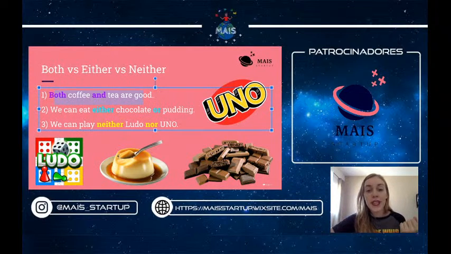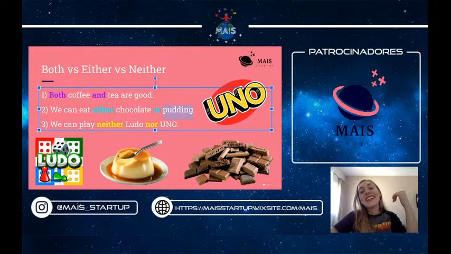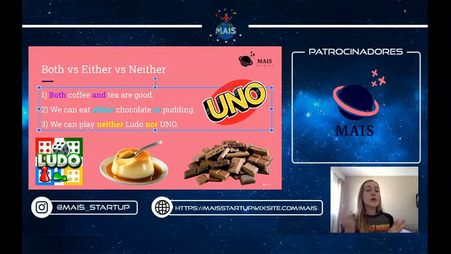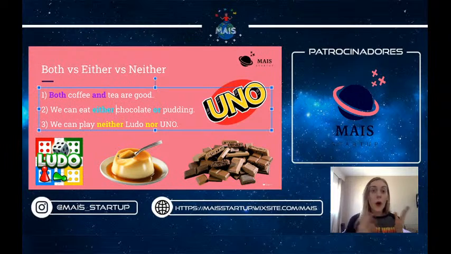That's our meaning. In the second example, we have either. So we can eat either chocolate or pudding. Which are our options? We have chocolate as our first option and pudding as our second option. What we mean with either is that we can choose one of them. We cannot choose both of them, but we can choose one. So if I say we can eat either chocolate or pudding, I could say that I can eat chocolate, or I could say that I can eat pudding.